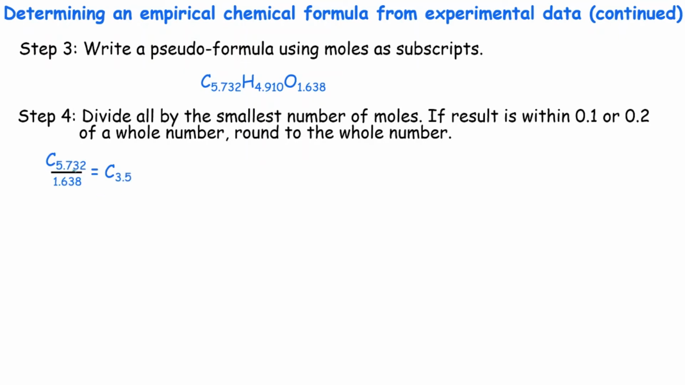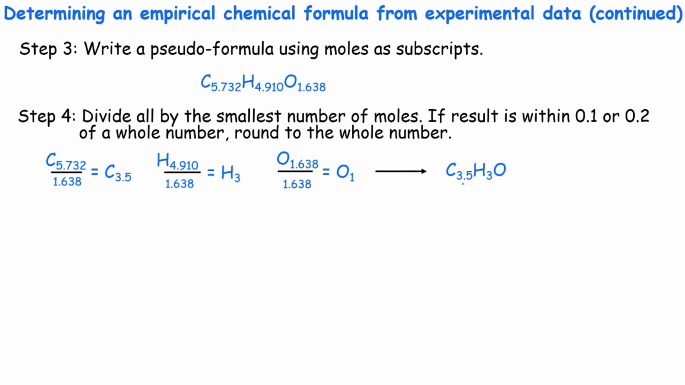Okay, so for carbon, we got 3.5. For hydrogen, we got 3. And for oxygen, we have 1. Now, we can have a second pseudo-formula, a better one. At least we have two whole numbers, and now carbon is the only one that still is not a whole number. We have to convert that to a whole number.